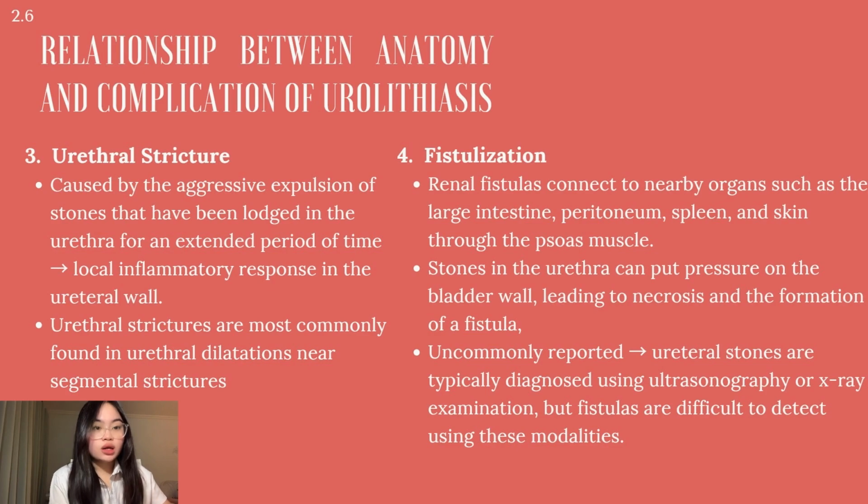In general, renal fistulas connect to nearby organs such as the large intestine, peritoneum, spleen, and skin through the psoas muscle. A stone in the ureter can put pressure on the wall, leading to necrosis and the formation of a fistula. Fistulas associated with urolithiasis are uncommonly reported because ureteral stones are typically diagnosed using ultrasonography or X-ray examination, but fistulas are difficult to detect using these modalities.